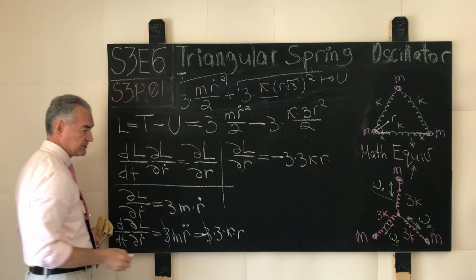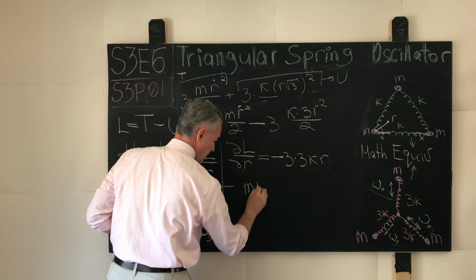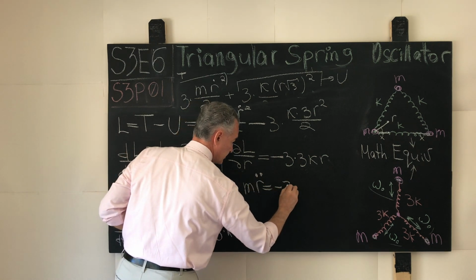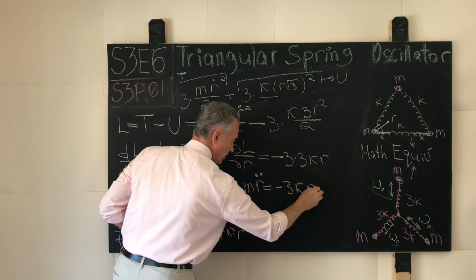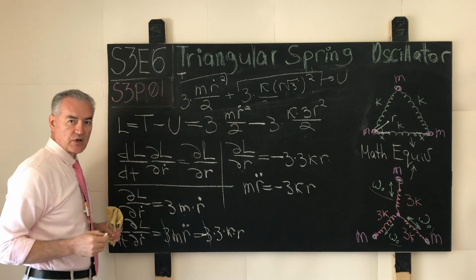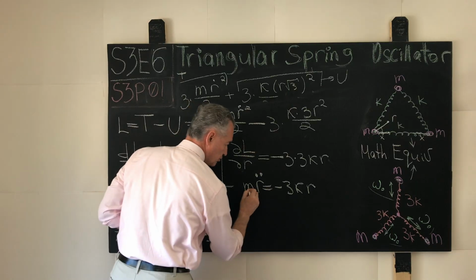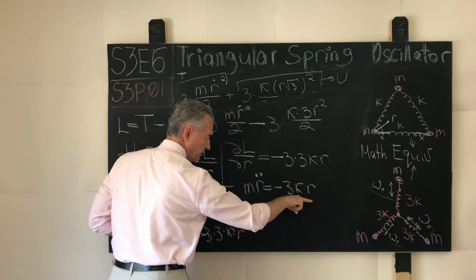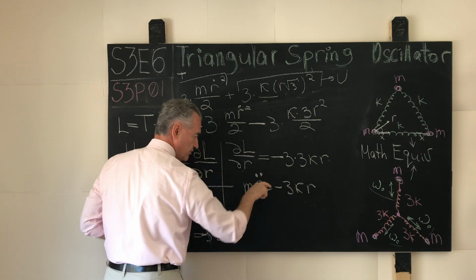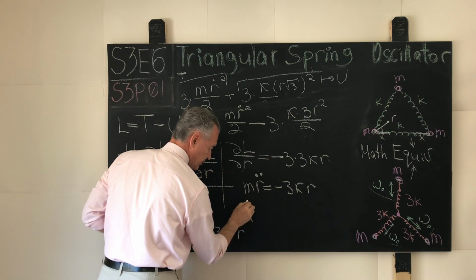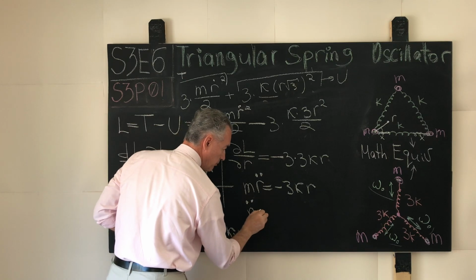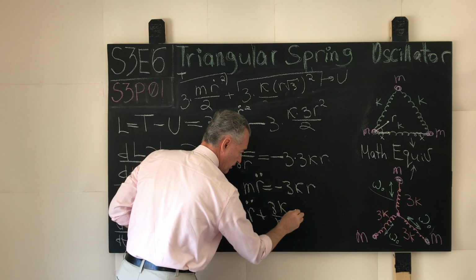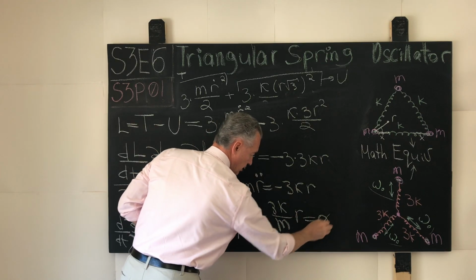We have our minus, just to make sure. mr double dot is equal to minus 3kr, and we have our equation of motion. Again, divide both sides of this equation by the non-zero mass, carry, for example, this term from the right hand side to the left hand side, and obtain the same equation, r double dot plus 3k over m r is equal to 0.